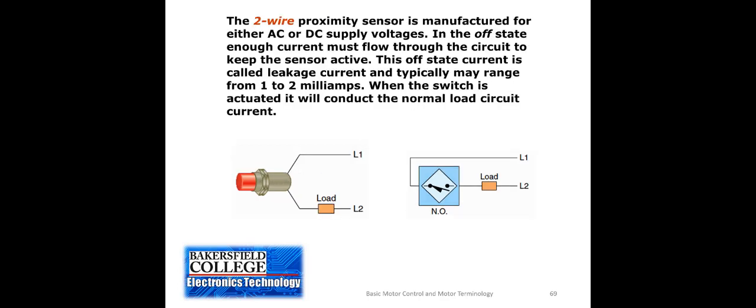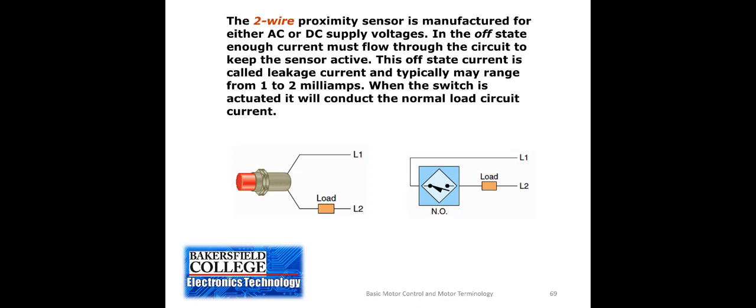Now, a 2-wire proximity detector, it can work on AC or DC. And essentially what happens is the load allows a little bit of current to flow through it. And that little bit of current is called leakage current. And that leakage current is enough to activate the internal electronics in the proximity detector. It's not enough current to cause enough magnetism to close the relay contact, or enough current to cause the light to glow if it's a pilot light.